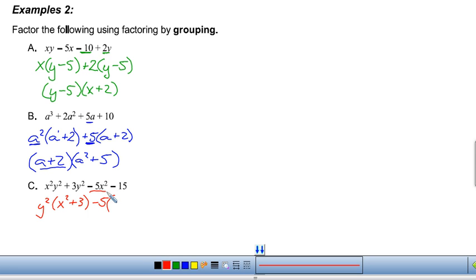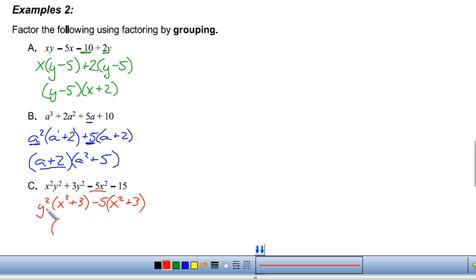So negative 5 is what I'm going to divide both of these by. Now, if we divide by something and we don't get x squared plus 3, then this factoring by grouping won't work. The expression would have to be prime, meaning that you can't factor it. Anyway, negative 5 into negative 5x squared is x squared. And negative 5 divided into negative 15 is positive 3, just like we wanted to get.